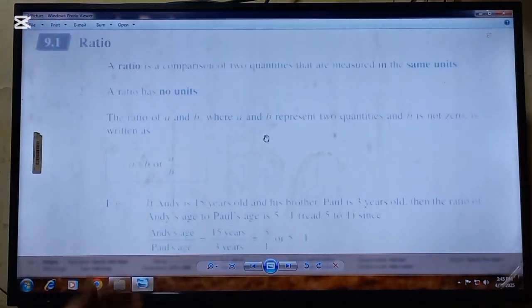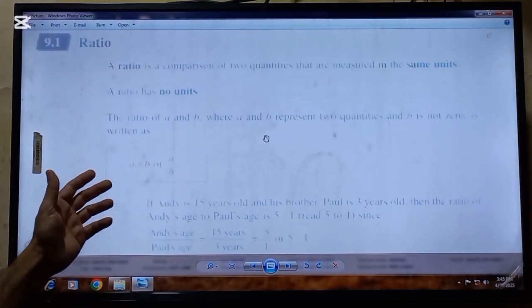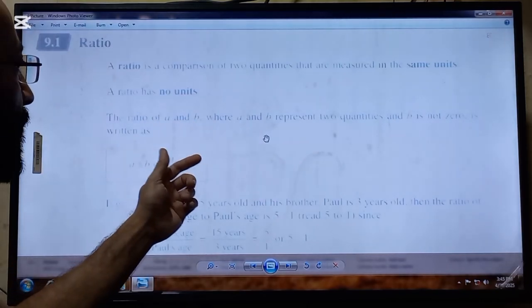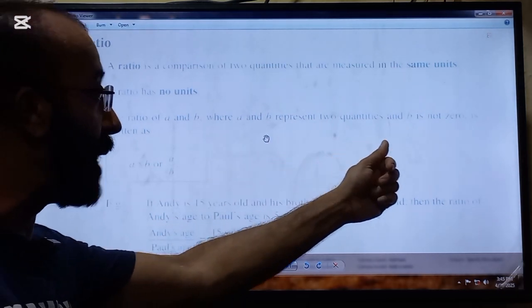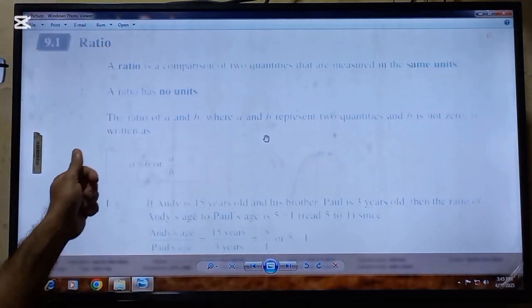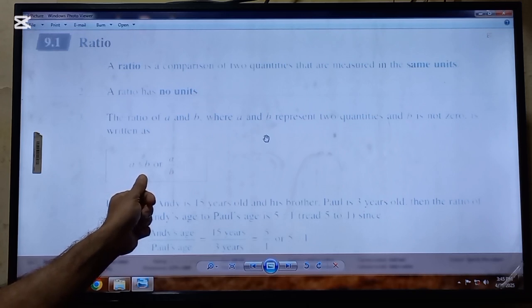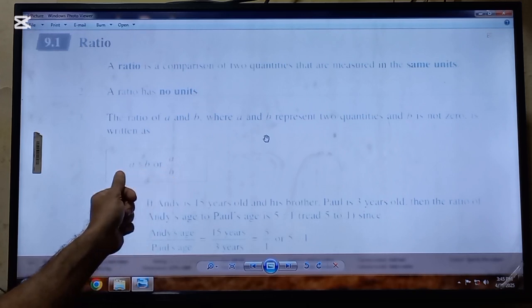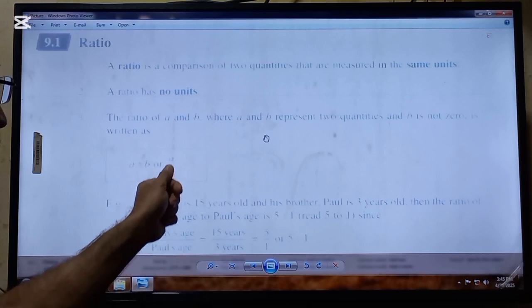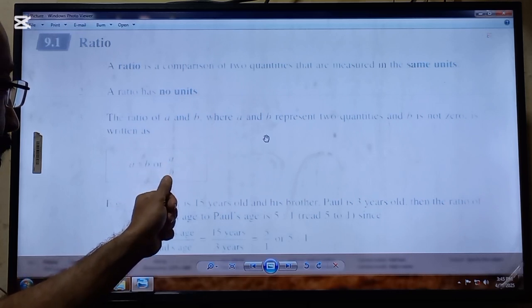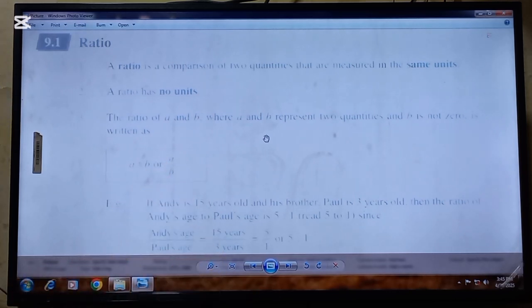Second point to remember is a ratio has no units. Third point is the ratio of A and B, where A and B represent two quantities and B is not zero, is written as A double dot B or A over B, and this is read as A to B.